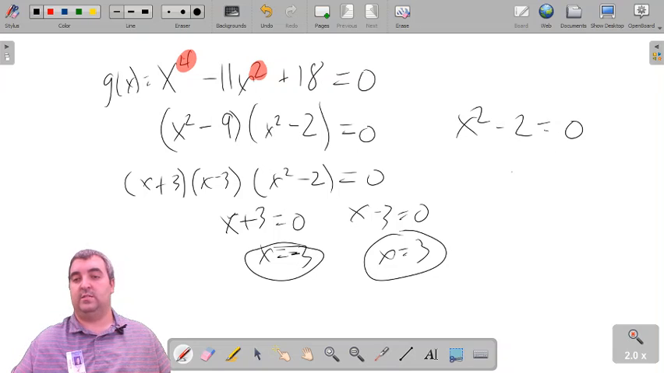Well, this one we're going to add 2. It's positive, which is good, so we're not going to have any imaginaries. And then we're going to square root both sides. So we get x equals plus or minus the square root of 2.